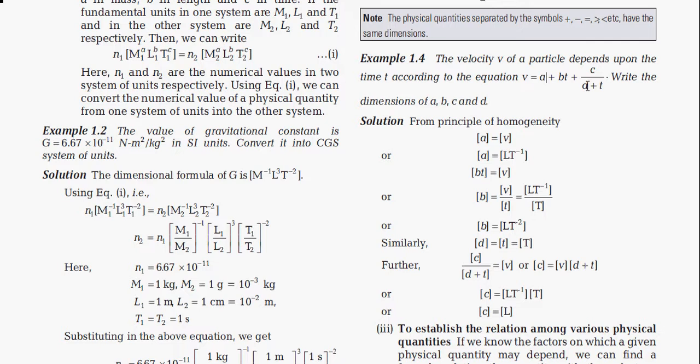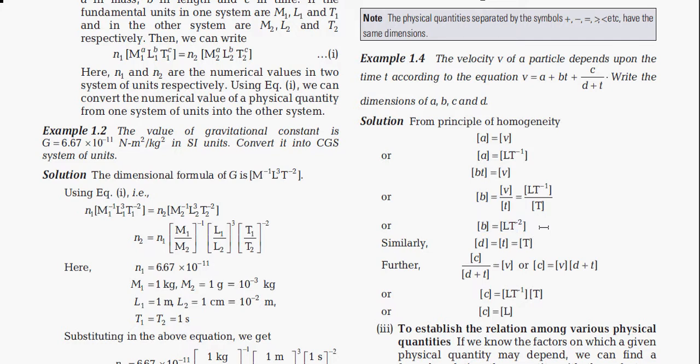Let's use the principle of homogeneity. According to this, v will be equal to a, v will be equal to bt, and v will be equal to this whole term. Let's equate v with a. It means a will have the dimension of velocity, and velocity has the dimension L T inverse. So we got the dimension of a. Let's now equate this velocity with bt. Keep b as it is. What about t? T will have the dimension capital T, and v is the velocity, again L T inverse. So this denominator T will come to the numerator, and finally we get b as L T raised to power minus 2 as a dimension.